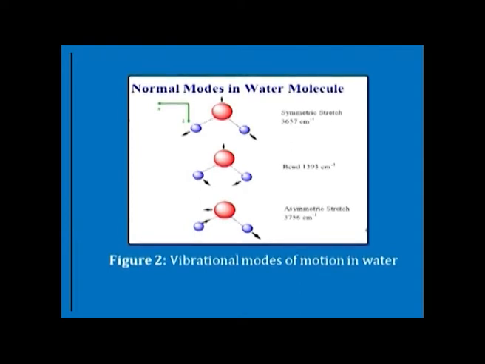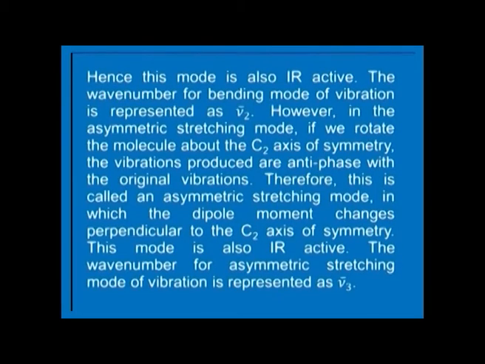In the symmetric stretch, if we rotate the vibrating molecule by 180 degrees, the vibrations remain unchanged. Hence, this is called the symmetric stretching mode, in which the dipole moment changes parallel to the C2 axis of symmetry. This mode is therefore IR active. The wave number for the stretching mode of vibration is represented by nu1 bar. The bending mode is also symmetric, in which the dipole moment changes parallel to the C2 axis. Hence, this mode is also IR active. The wave number for the bending mode of vibration is represented as nu2 bar.